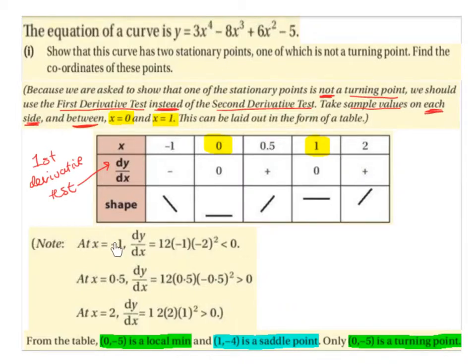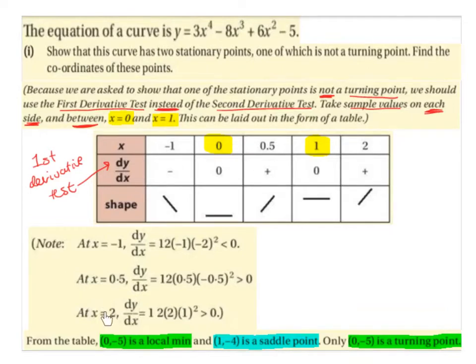So at x equals -1, dy/dx is going to be 12 times -1 times -2 squared, which is going to give us an answer less than 0. So we'll have a minus here for dy/dx when x is equal to -1. Then for x equals 0.5, we have dy/dx equals 12 times 0.5 times -0.5 squared, which gives us a positive answer. So that's why we have a plus in here. So when x is 0.5, dy/dx is positive.